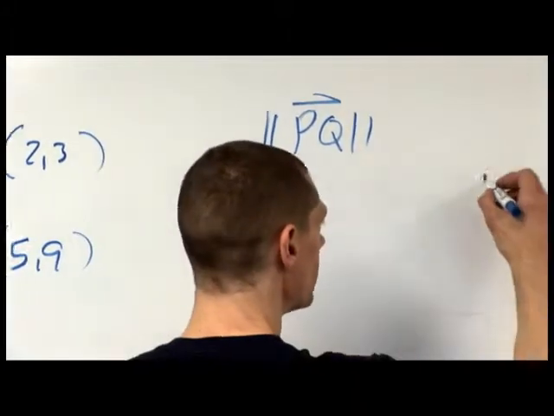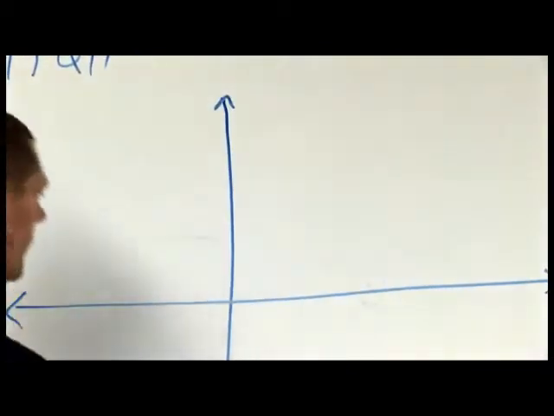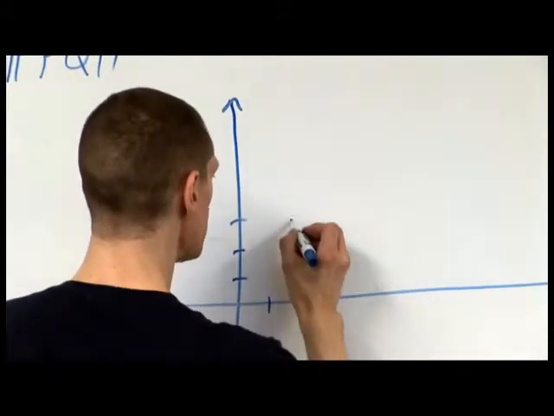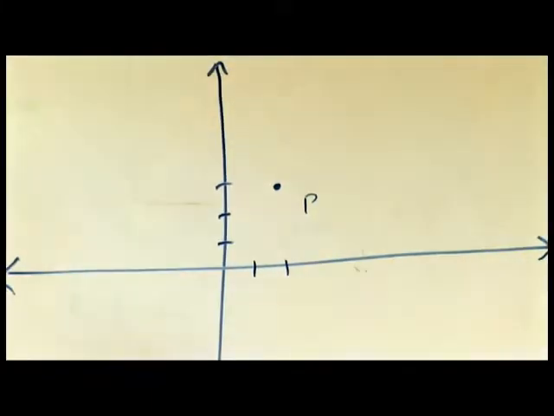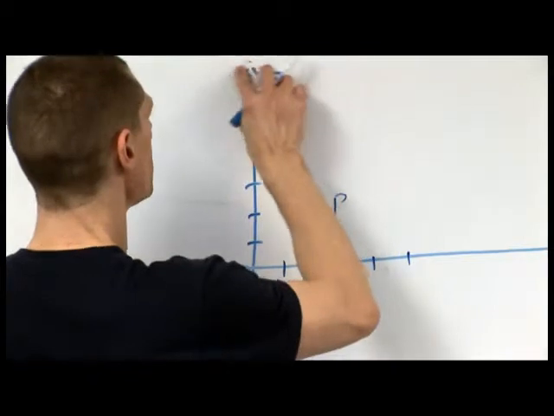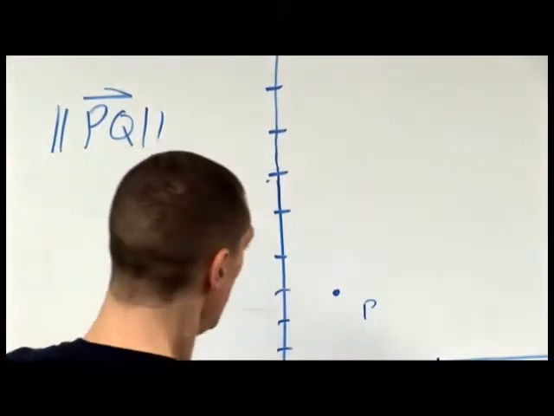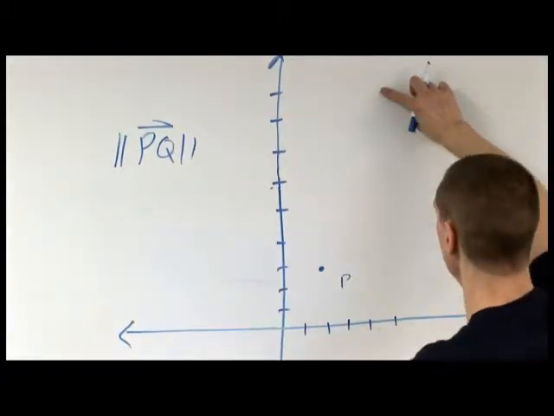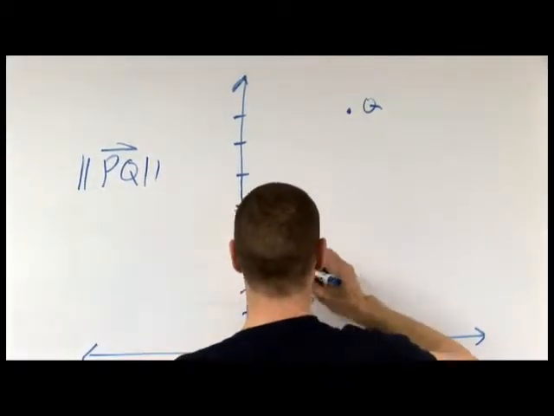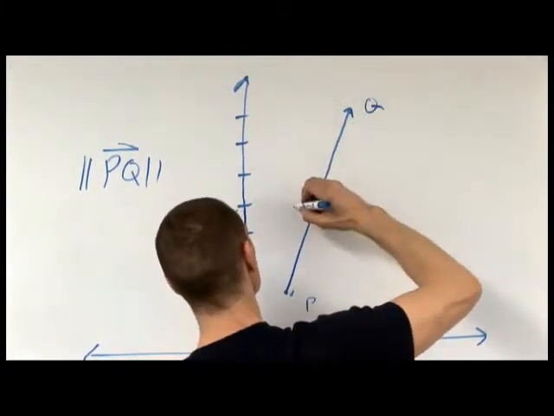Actually, maybe I will draw a picture. So the point P is (2, 3): 1, 2, 1, 2, 3. So here's my P. The point Q is (5, 9). Let's see, 1, 2, 3, 4, 5. Oops, it'll have to be bigger. 3, 4, 5, 6, 7, 8, 9. Now we try and make this look something like it's right. Here's the point Q. Okay, so here is the vector PQ.